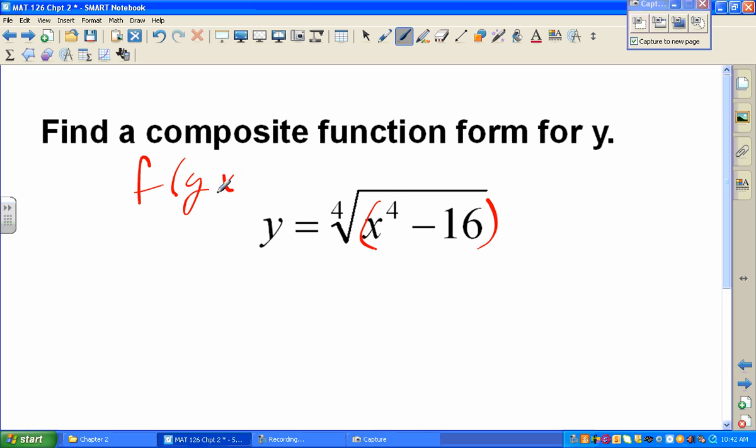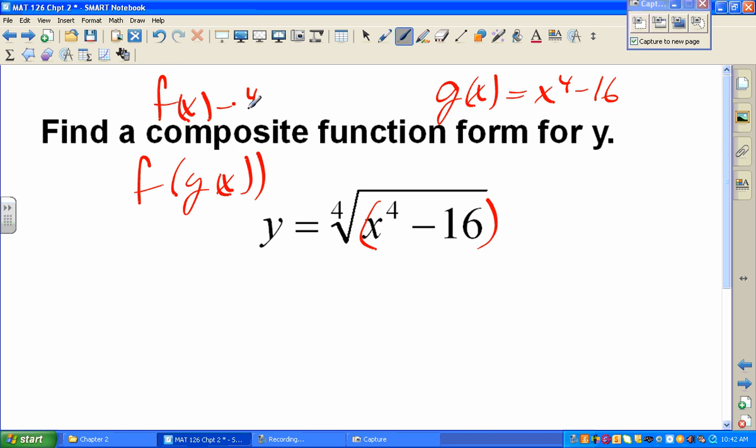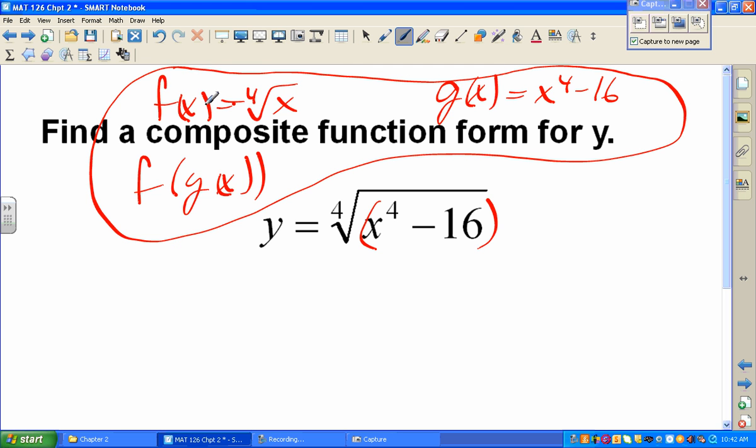F of g of x. I'll just do one of them. So g of x would equal the inside, and f of x would equal the outside. That's basically about it. That's what you do. Find a composite function form, so you have to list two functions in the rule, and I always just put parentheses someplace. There's more than one answer for this. Your answer would be f of x equals, right, it'd be all three of them. I have my rule and I have my two functions defined to come up with the result. Okay?